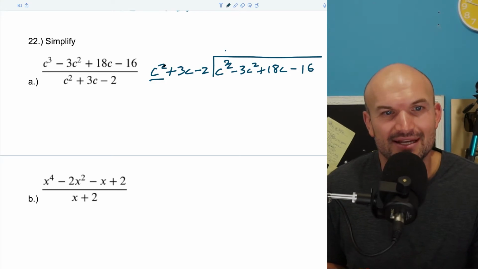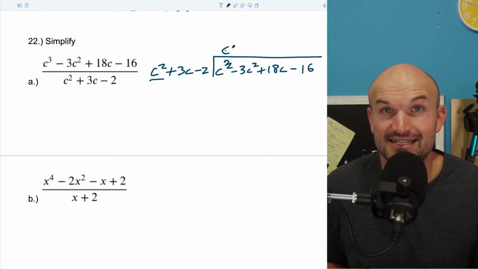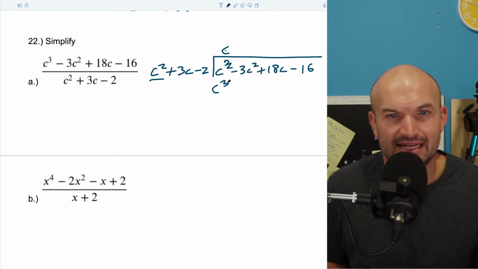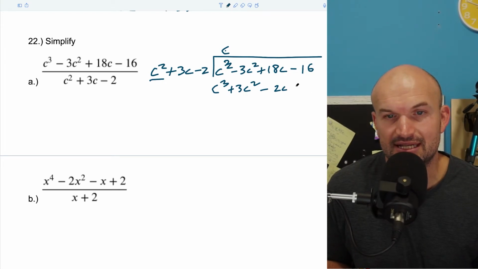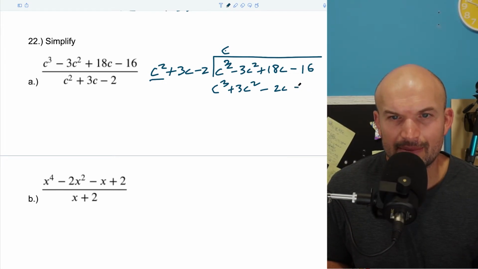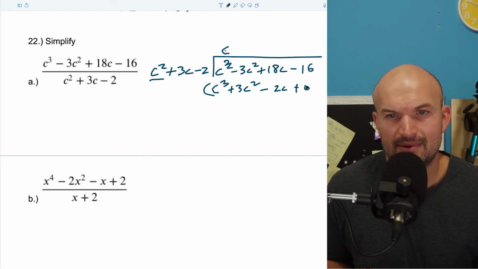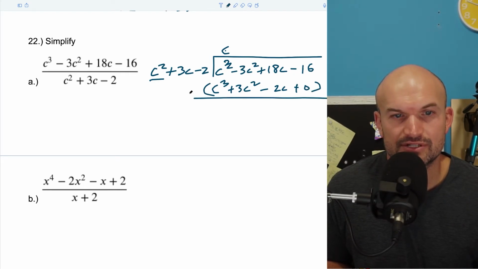That's c cubed. c squared goes into c cubed c number of times. So therefore, this gives me c cubed. c times 3c is going to be a positive 3c squared. And c times negative 2 is going to be a negative 2c. Okay, now let's bring this down. Since there's nothing with the 16, I can just put a 0 here as a place value. Okay, so now let's go ahead and subtract our rows.